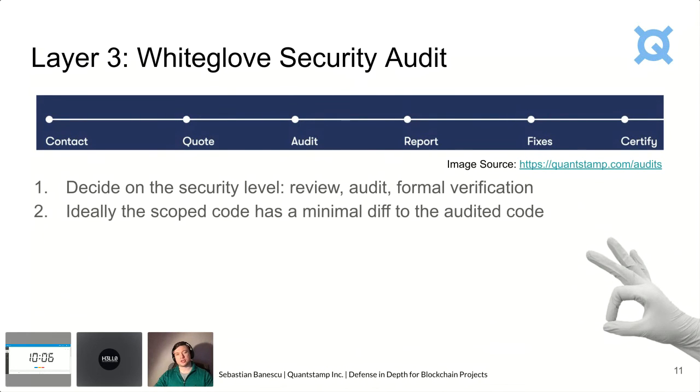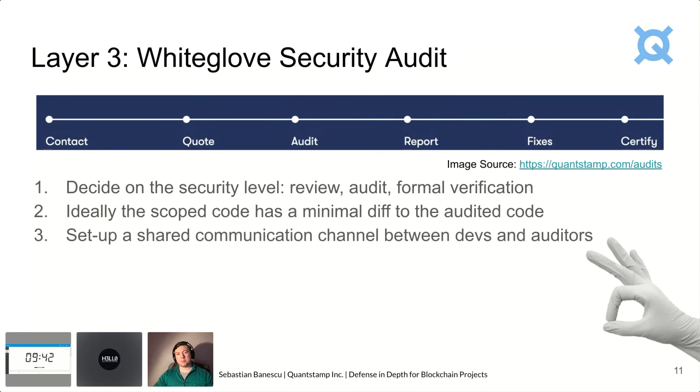Ideally, the code that we scope and the effort that we estimate should be exactly the same as the audited code. Now, sometimes this doesn't happen because projects want us to scope maybe a few weeks to months in advance, or a month in advance before they are ready, but the magnitude of the code doesn't change that much, so the scope is pretty much the same. You should set up a communication channel between your developers and the auditors such that everything can be clarified as fast as possible, and there's no blockers for the auditors.